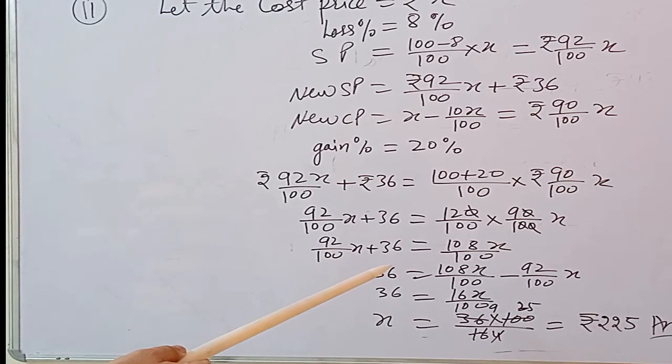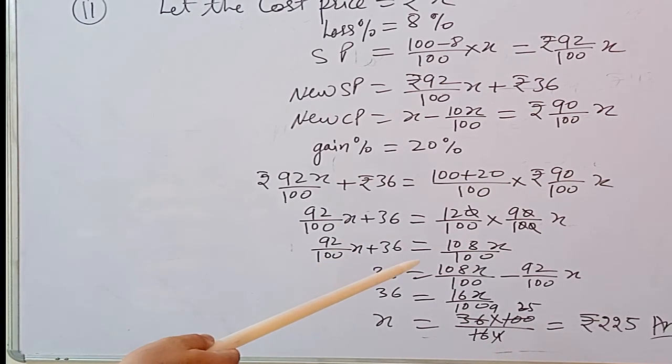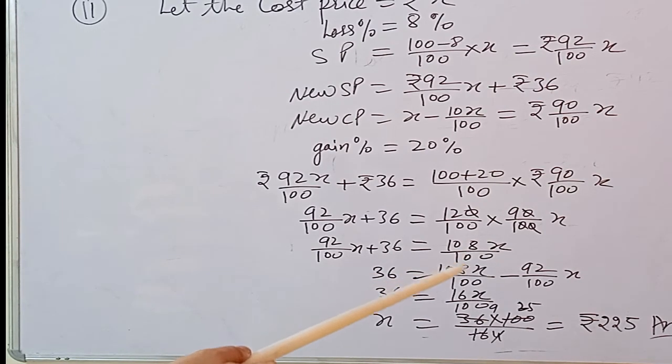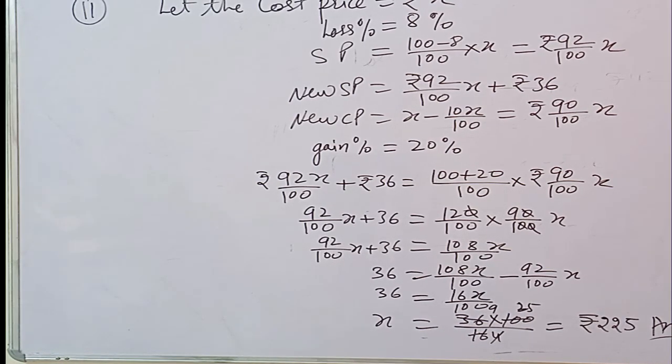Now take the like terms on the same side. 36 equal to 108x upon 100 minus 92 upon 100x. Now 36 equal to 16x upon 100. Now cross multiplication, the 100 will multiply with 36 and 16 will go in the denominator. So we will get x equal to 36 into 100 upon 16. 4 4s are 16, 4 25s are 100, 4 9s are 36 and 25 9s are rupees 225. So x, that is cost price, equal to rupees 225. So in that manner you will do the question number 11 of the exercise 8.